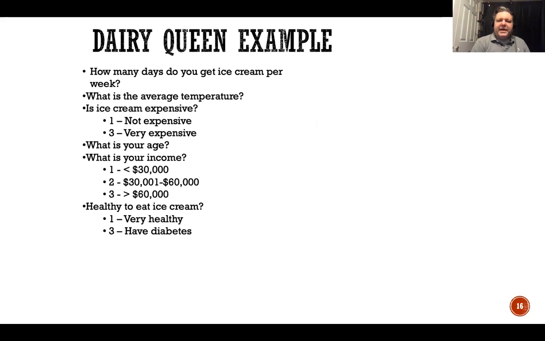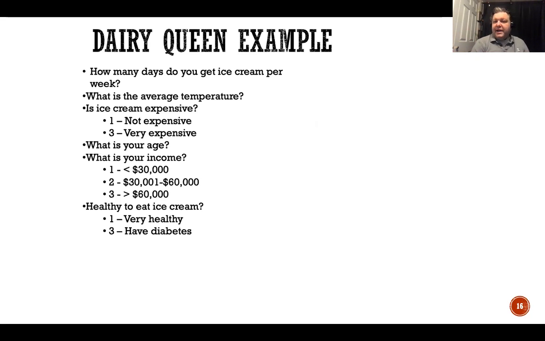And so when we get that data, we ask certain questions. For example, the first one is, what is the average temperature? Translation, do we feel that the temperature influences the amount of times somebody gets ice cream per week? Second, is ice cream expensive? This is your perspective on whether ice cream is something I can get often or not. So this is a psychology question. They put in a 1 if it's not very expensive. They put in a 3 if it's very expensive. If it's somewhat expensive, they put a 2.